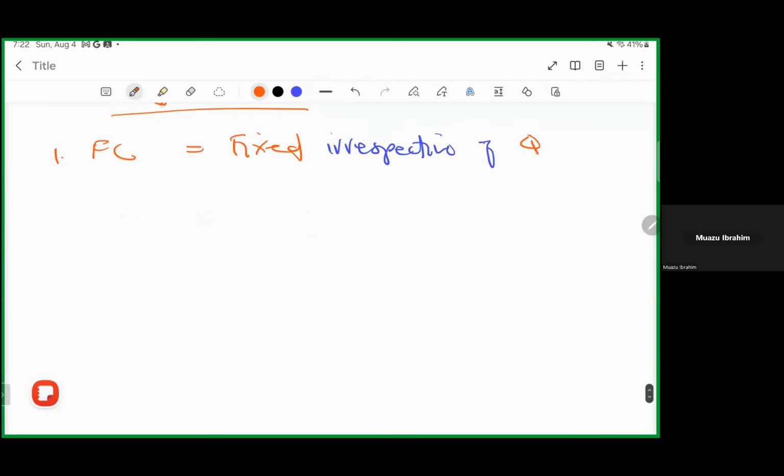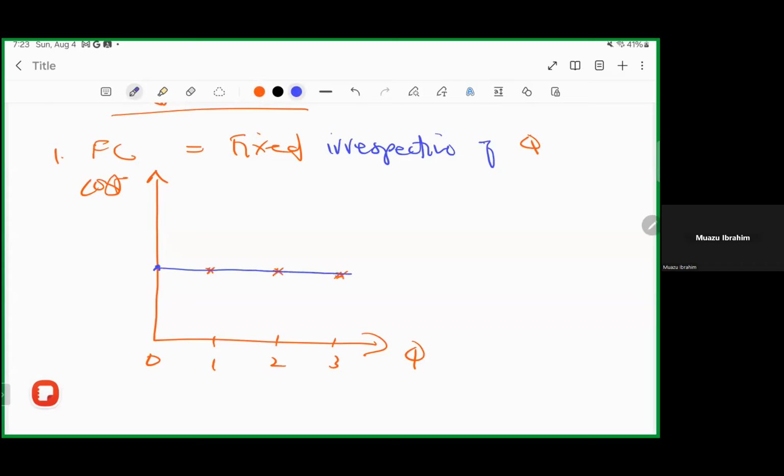So if you have quantity here and cost here, irrespective of the output, you will still incur some cost. So even if output is 0, you incur some cost, maybe let's say here. If output is 1, you still incur that same cost. If output is 2, you still incur that same cost. If output is 3, you still incur that same cost. So if you plot the curve, you will get something like this. This is the fixed cost curve.